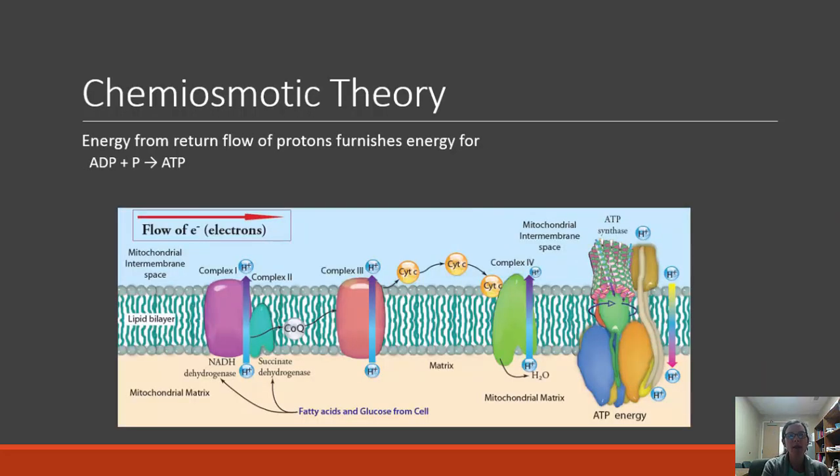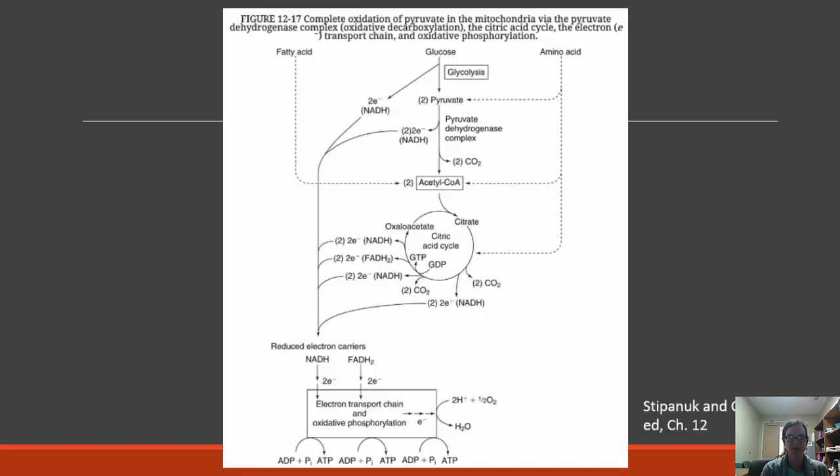Okay, so now this slide is about chemiosmotic theory. We've already explained chemiosmotic theory. Basically, energy from the return flow of protons furnishes energy for the ATP synthase to produce ATP. The whole thing is called chemiosmotic theory.